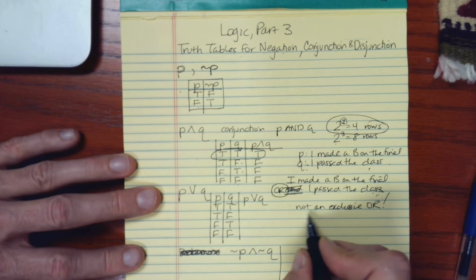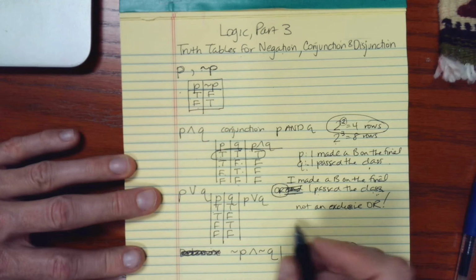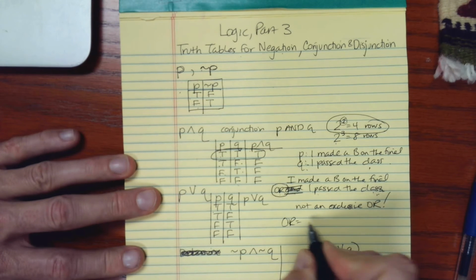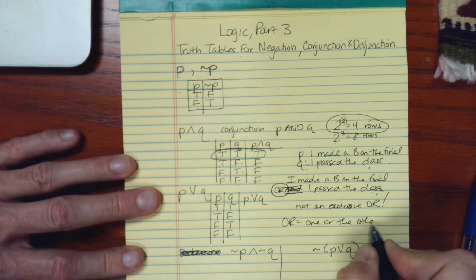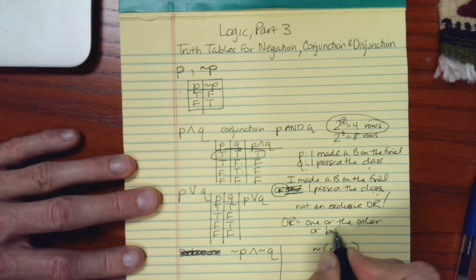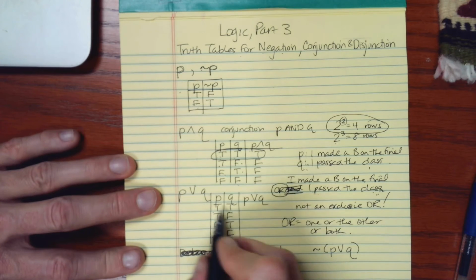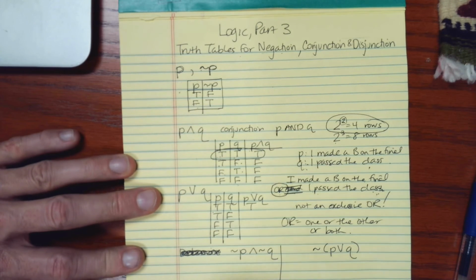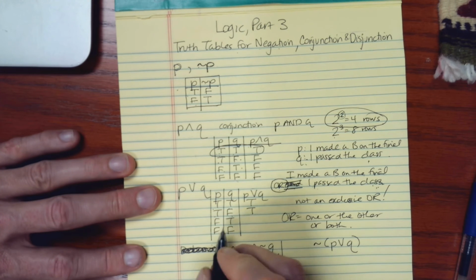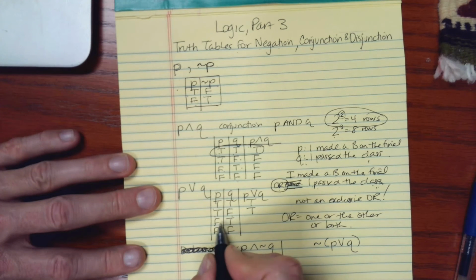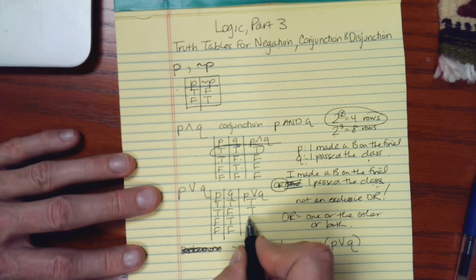And so it could mean, so our or means one or the other, or both. And notice, so since both are true, the or statement is true. And again, here we have one or the other. That's certainly true. One or the other. The first one's false, but the second one's true.